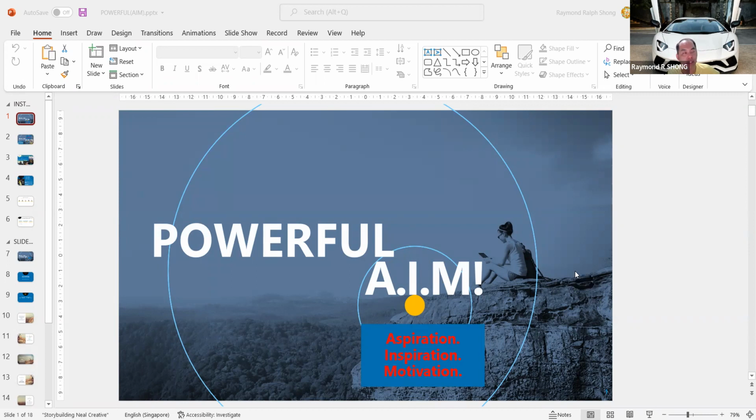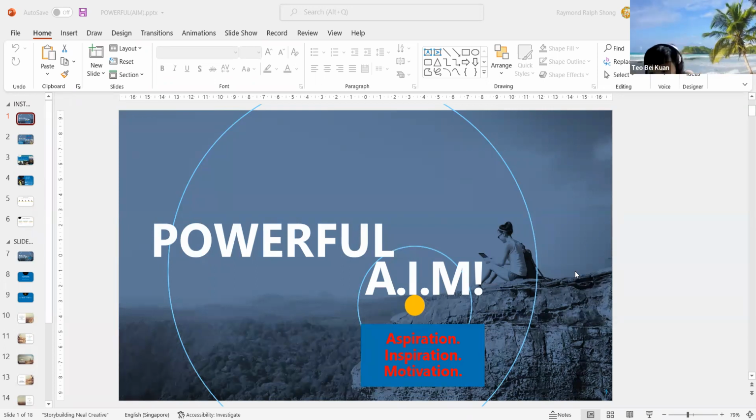Which one do you think is more important to you, Qiaoxing? Aspiration, inspiration, or motivation? Motivation. Thank you. Jialing, Ziying? Motivation. Jialing? Motivation. Pei Kun, which one is important? Motivation. Thank you. Yang Xiang? Motivation. Zhao Xuan? Motivation. Zhao Xuan, I thought you would choose inspiration.